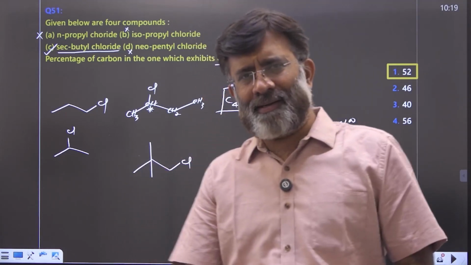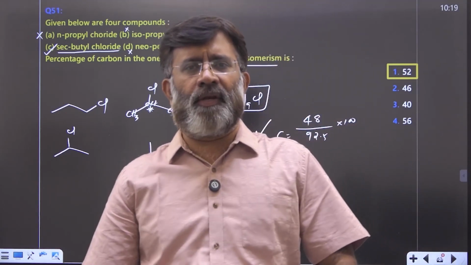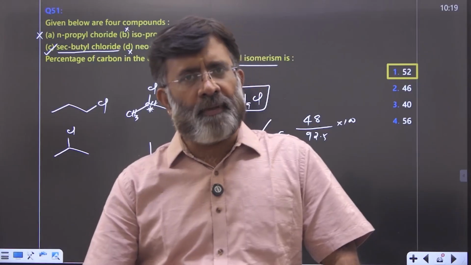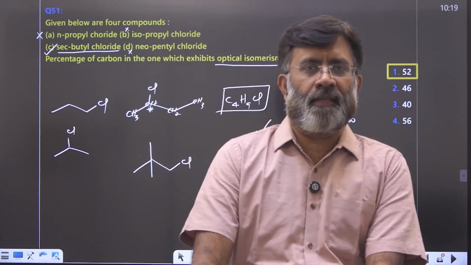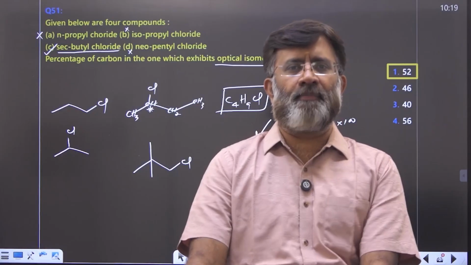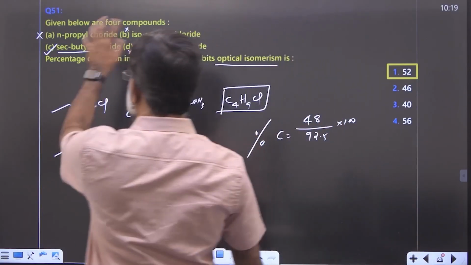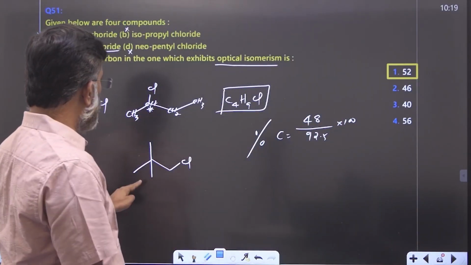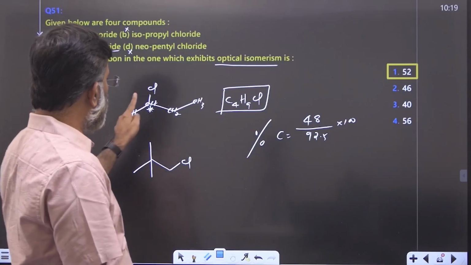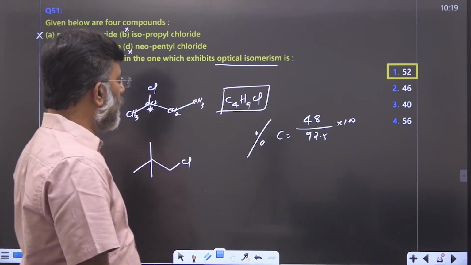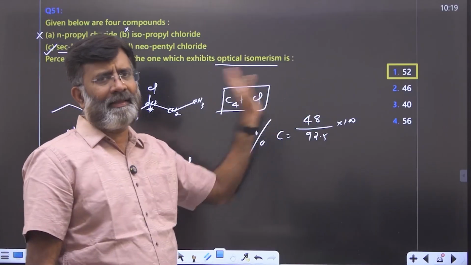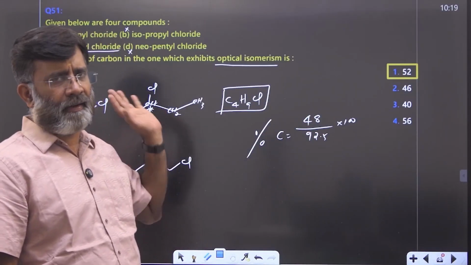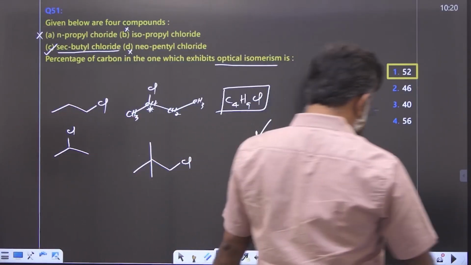So from the given molecules, we need to understand which is optically active, number 1, right? After understanding that, check the carbon percentage. So out of the 4, this is optically active. Its carbon percentage, the formula is C4H9Cl, so the percentage will be like that. Easily calculable data. Next.